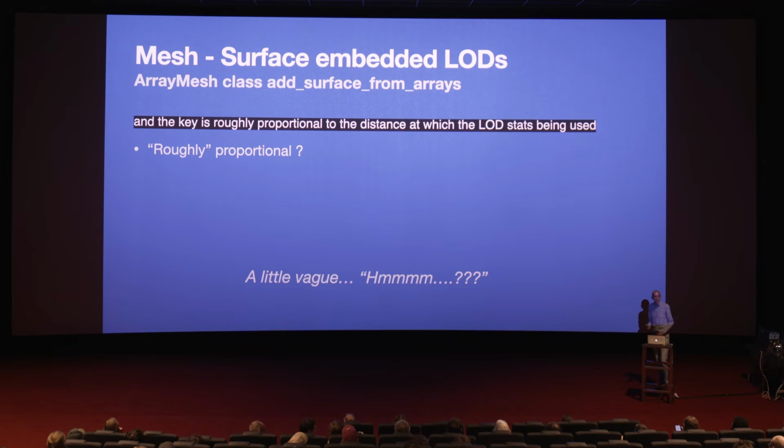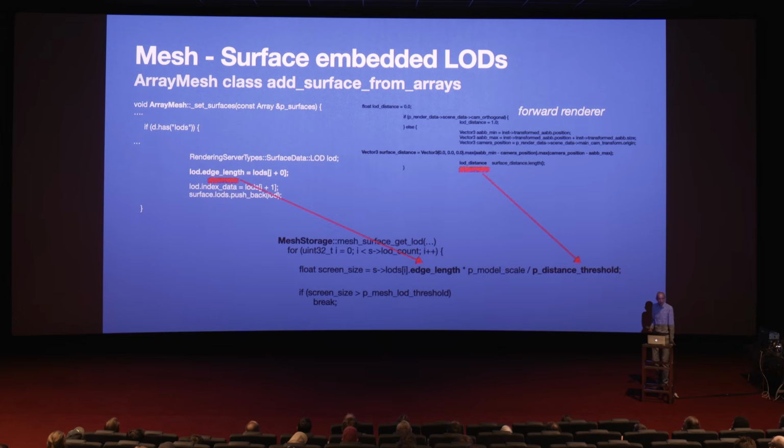Okay, now we get to the key of the dictionary. The key is roughly proportional to the distance at which the LOD starts being used. Roughly? Give me a number, people, come on. And this is not the best of docs, because at first I was like, okay, that's a little fake, huh? But it's actually really good, I quickly found out. I'm not going to bore you to death with technicalities. I have a background of about 15 years of C++ experience, so I could figure things out. But okay, if we look at the function set_surfaces, it's stored in a variable called edge_length. Okay, naming the variable edge_length wouldn't have helped anybody.